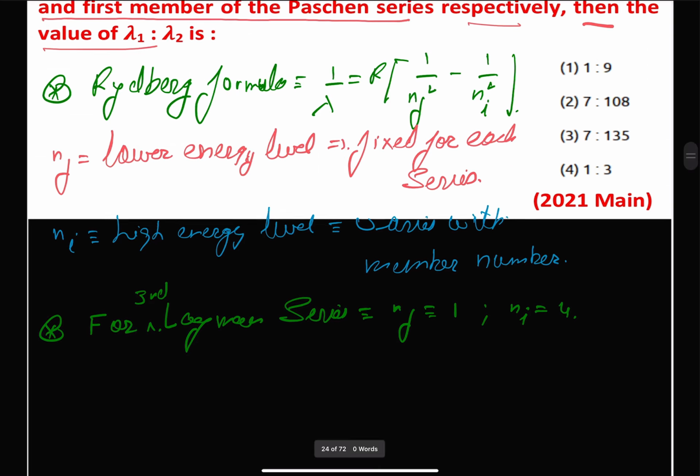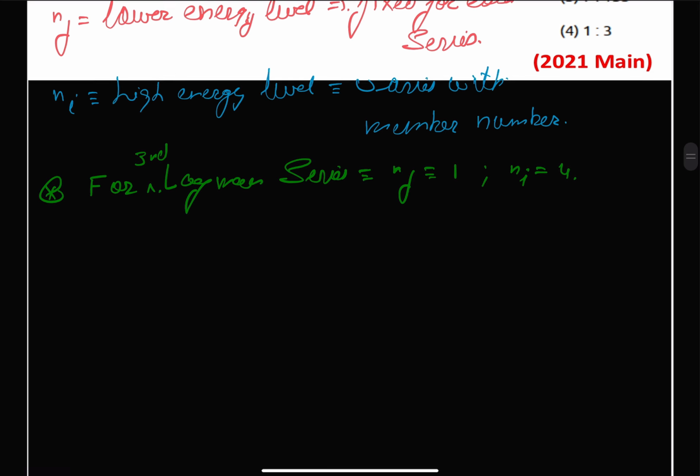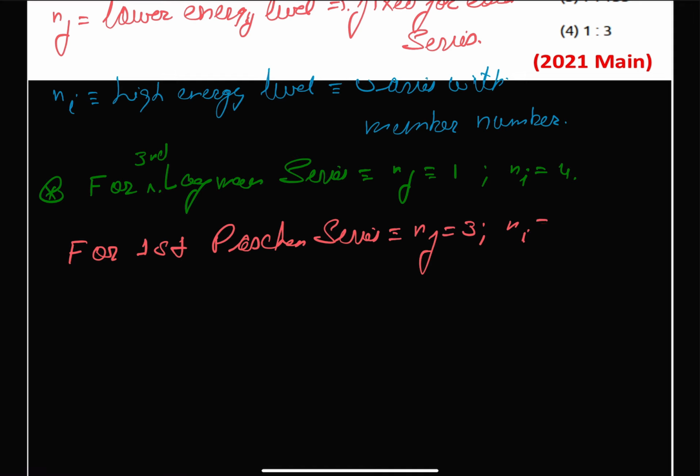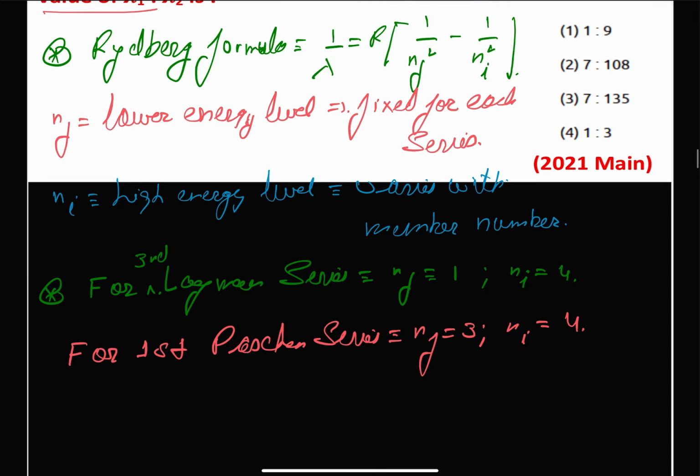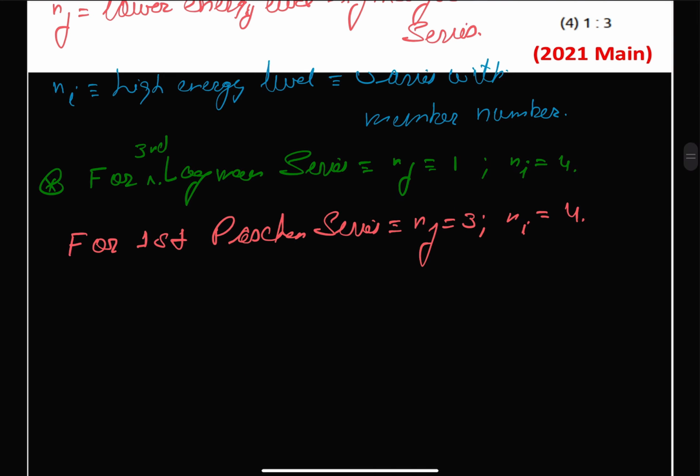and next is for the first member of the Paschen series. So you can say for the first Paschen series, our NF is equal to 3 and our Ni, that is the first member, is equal to 4. So we can divide our Rydberg formula according to the wavelength also. So for Lyman the wavelength is given as lambda 1, and for Paschen the wavelength is given as lambda 2.